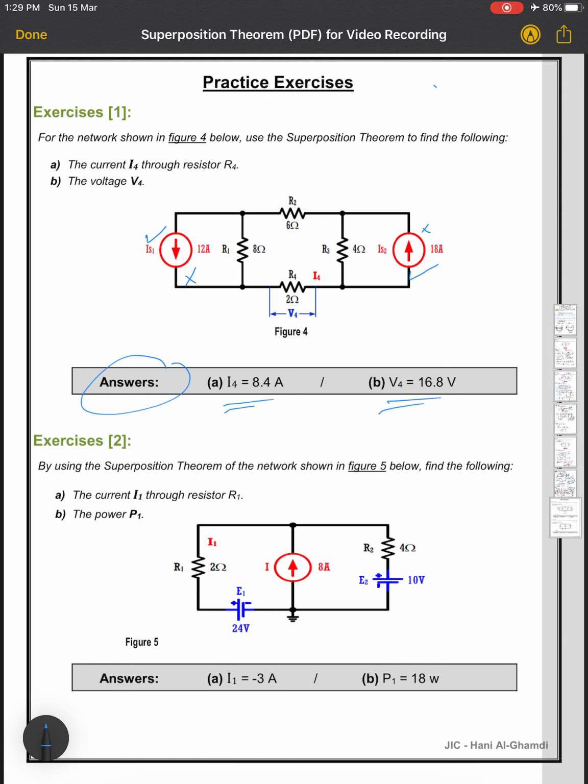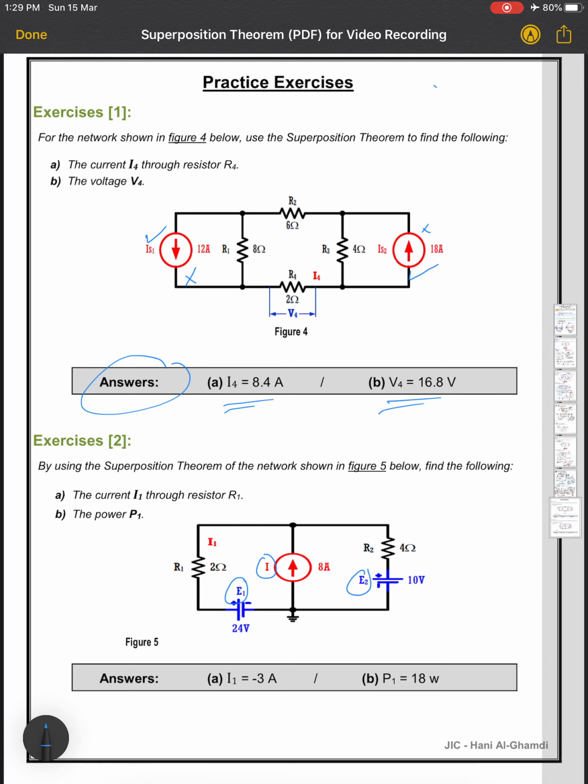Okay, let's go to exercise number 2. In this exercise here, guys, how many sources do we have? Can you check? We have 3 sources. We have E1, we have E2, and we have the current source. So what do I need to do, teacher? We need to find the I1 and P1.